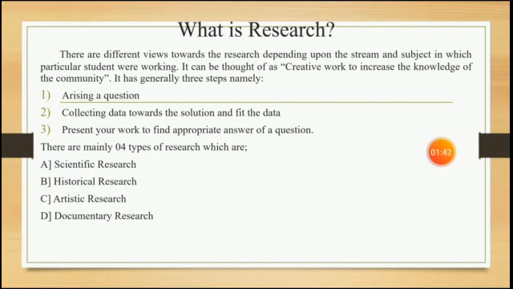So there are four types of research, which are scientific research, historical research, artistic research, and documentary research. In most cases, scientific research is done for, say, botany, zoology, mathematics, electronics, science and technology. Historical research is like archaeology or history and so on. Artistic research is for the arts faculty, and documentary research depends mainly upon the review of that research.